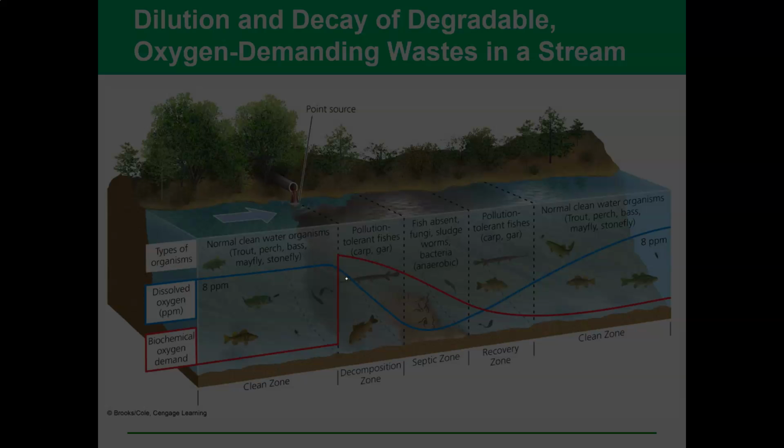Then you get the septic zone. The septic zone is where your oxygen bottoms out. You're not going to have much living there at all. You're only going to have fungi, sludge worms, and bacteria. But your oxygen demand starts to go down because you're getting further and further away from your point source of pollution, so you're getting it more and more diluted. Then your oxygen levels start to go up. You have a recovery zone where those pollution-tolerant fishes come back, and then you have normal clean water organisms as you get back to normal levels. So this is called your oxygen sag curve because your oxygen sags in the middle and then slowly comes back. But these areas where it's septic can be hugely polluted and cause a decrease in fish population.